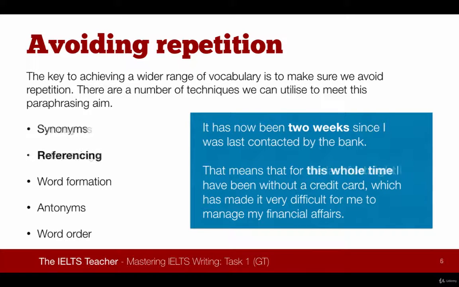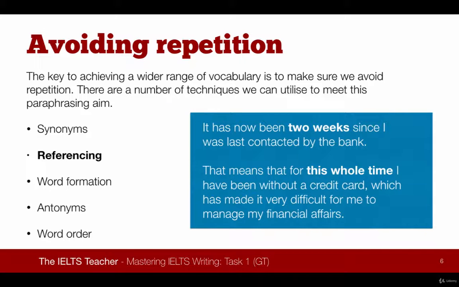How about referencing? Now, we looked at referencing in the previous section, so hopefully you can remember what that generally means. So in this case, instead of saying it has now been 2 weeks, later we can say that means for this whole time. You can see that referencing device, this. So referring to the time that we mentioned earlier, and that is 2 weeks. We add the word whole just to emphasize that it is the whole thing, not just a part of those 2 weeks, but the whole 2 weeks. So for this whole time, because we've thought to ourselves that a week is a division of time, so we can use the word time instead.